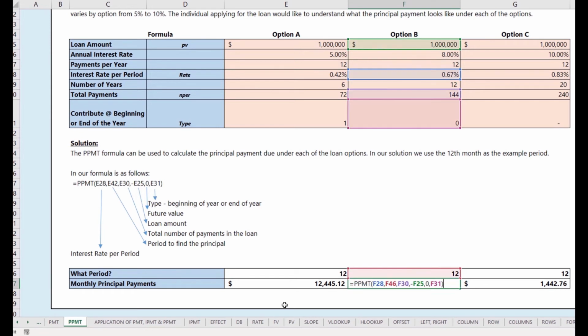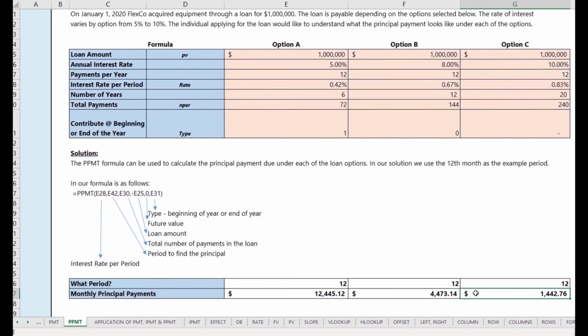Under option B, we did something very similar, but just highlighted the figures and stats associated with option B. And in this case, the interest rate is 0.67% over 144 months. The present value is the same at $1 million, but the payments are made at the end of the period, and therefore we choose 0 as noted in cell F31. Finally, under option C, we also want to find the principal payment in period 12, and it's $1,442. And if we open up the cell, we can see the formula is the exact same, but just referencing different values in the table.